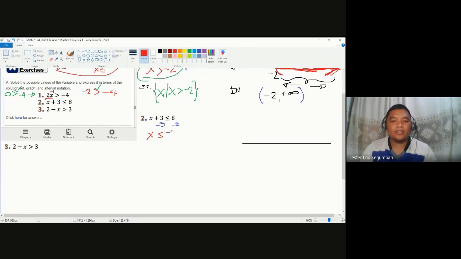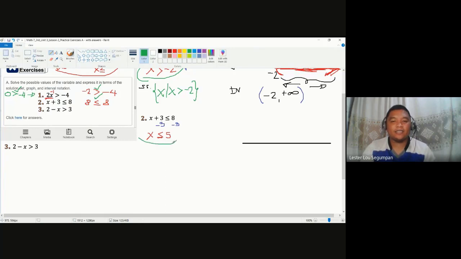8 minus 3 is 5. If you're not convinced with that, try to pick a value less than or equal to 5. You may pick 5 because we have the equality. Let's pick 5. 5 plus 3 is 8. Is 8 less than or equal to 8? It's not less than, but it's equal. We have an equal here. This means this is acceptable because 8 is less than or equal to 8.